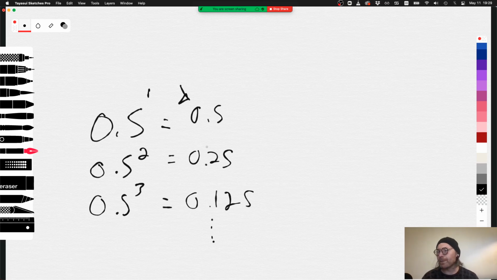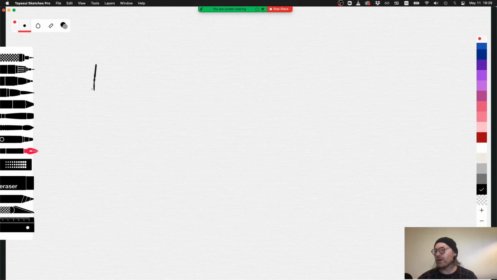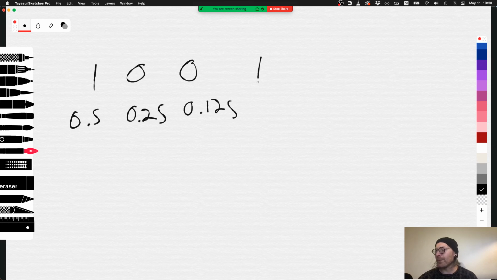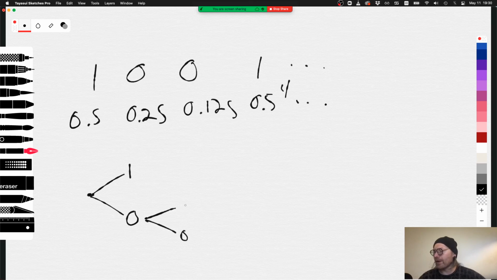So we can take this idea and we can use it to put weight on the bits, okay? So the first bit, we can say, well, maybe that should be worth 0.5. And the second bit should be worth 0.25. And the third bit should be worth 0.125. And the fourth bit should be worth 0.5 to the fourth power, and so on, right? And in this way, we're building a sort of tree, right? We can either get a 0 or a 1 on this first draw. We can either get a 0 or a 1 on the second draw, and so on.